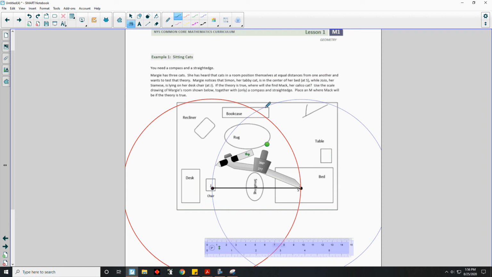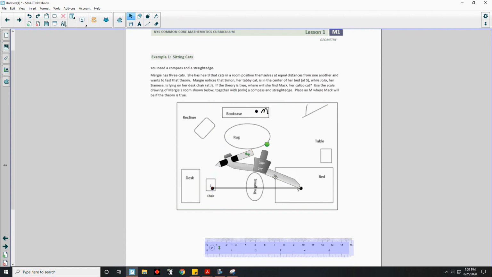Okay, so when doing that, we came to a point where the red circle and the blue circle intersect, and that is going to be where Mac is. So Mac is on the bookcase. The other possible solution is down here, but that's not in her room. Okay, so let me get some of this out of the way. Let me erase the circles, and let me get rid of the compass.